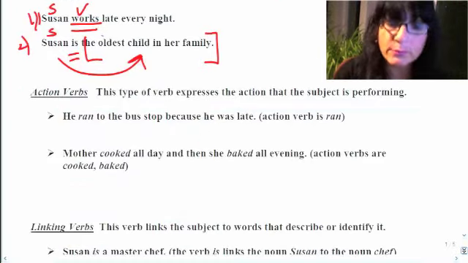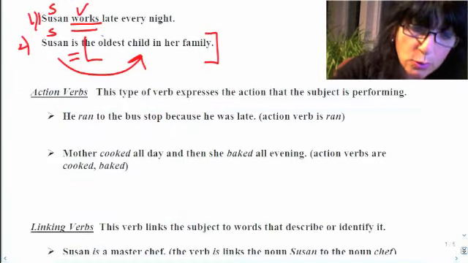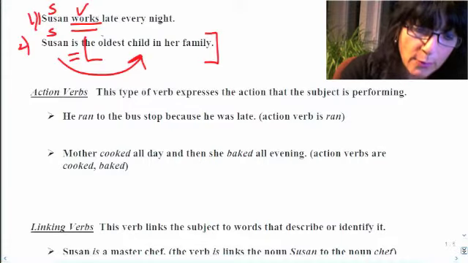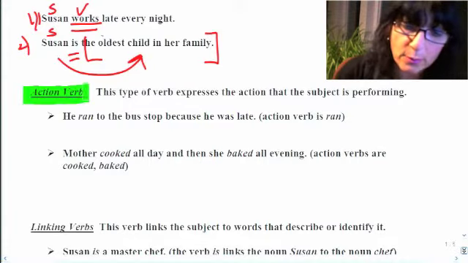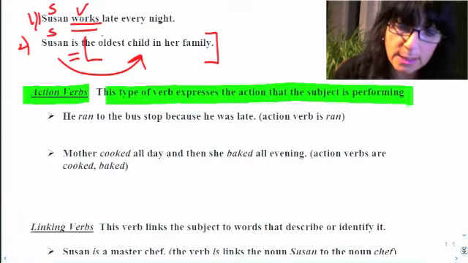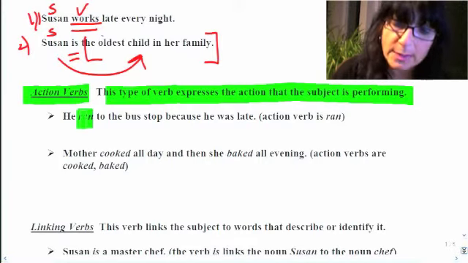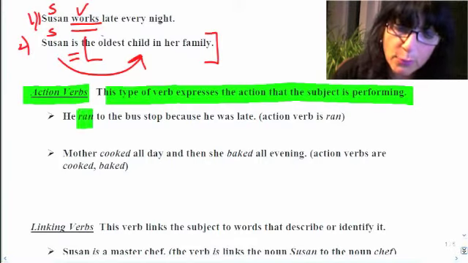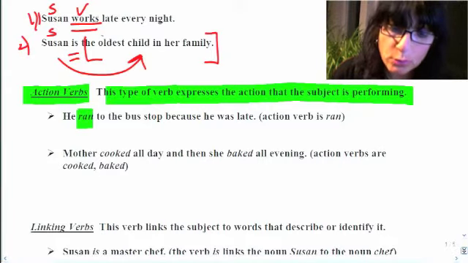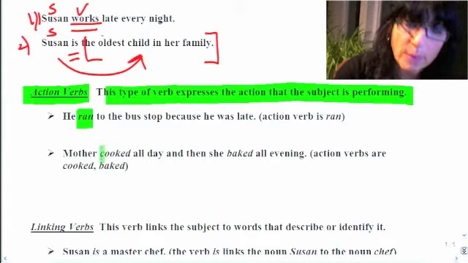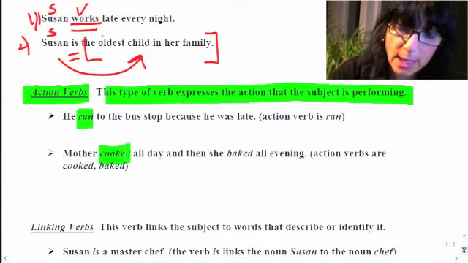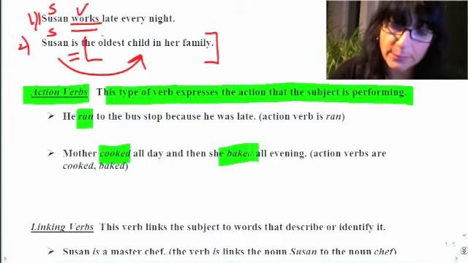There are different types of verbs that I'd like to introduce you to, and you should be familiar with. The first type is called an action verb. This is the type of verb that expresses an action in a sentence. For example, he ran to the bus stop because he was late. Your verb is ran, that's the action. Or in this one, mother cooked all day and then she baked all evening. This sentence has two verbs. Cooked is one thing that mother did, one action, and the other is she baked.